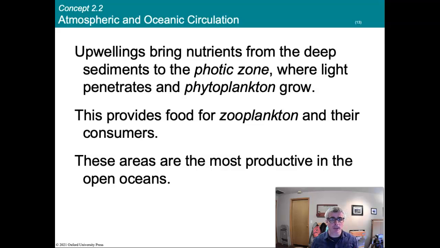So upwelling brings nutrients to the photic zone, the lit zone, which is effectively fertilizer, nutrients that phytoplankton need to grow. Phytoplankton need light and nutrients, and by bringing the nutrients to the light, phytoplankton can grow and be happy, and zooplankton or other consumers eat those, and then fish eat from there on out. So really these nutrients provide phytoplankton blooms, which then feed the secondary productivity.